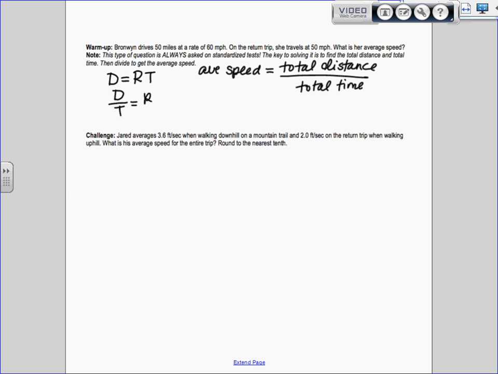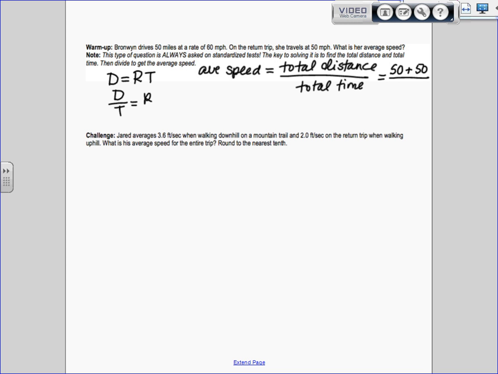Okay, total distance, no big deal. She went 50 miles there, she went 50 miles back. So she went a total of 100 miles, right? So this is 50 plus 50. But the total time's a little bit trickier. Let's talk about the way home.